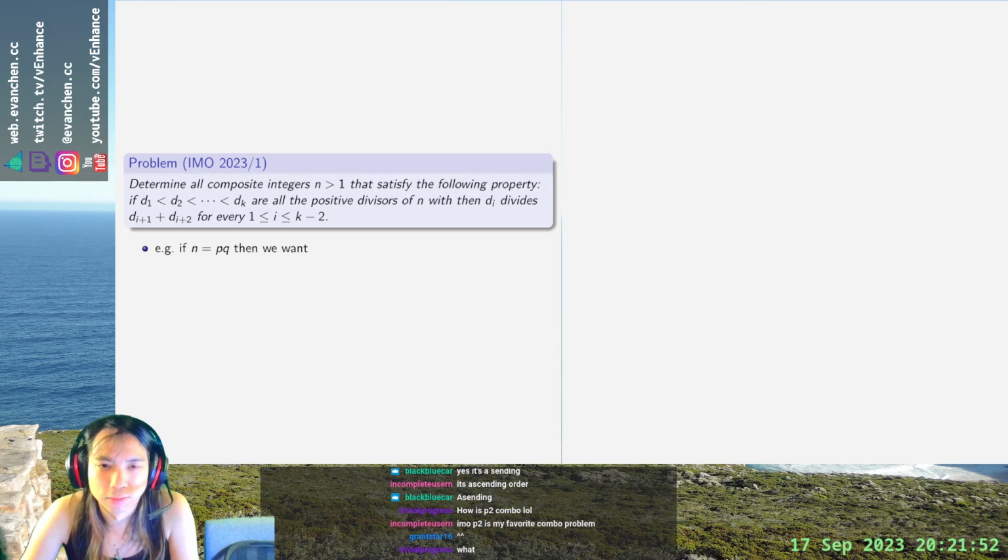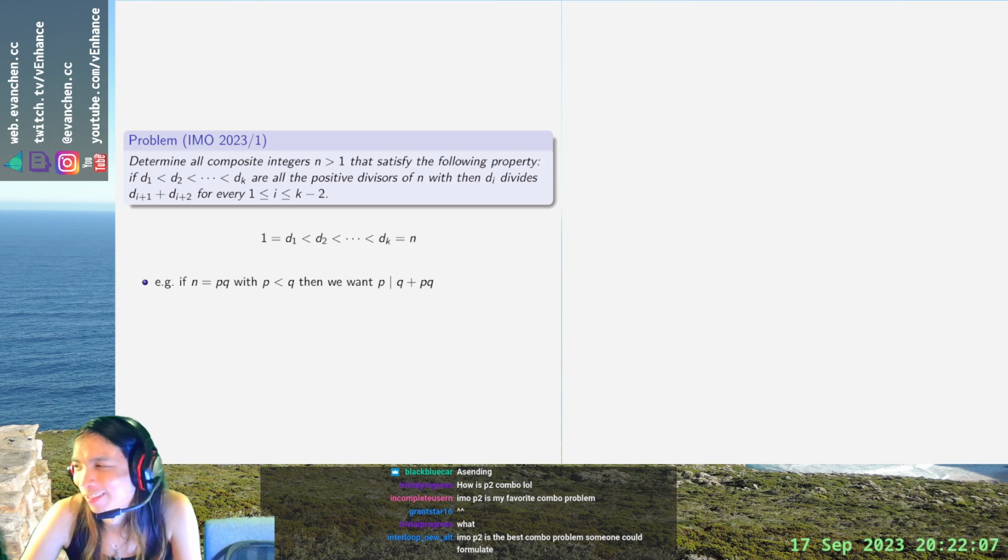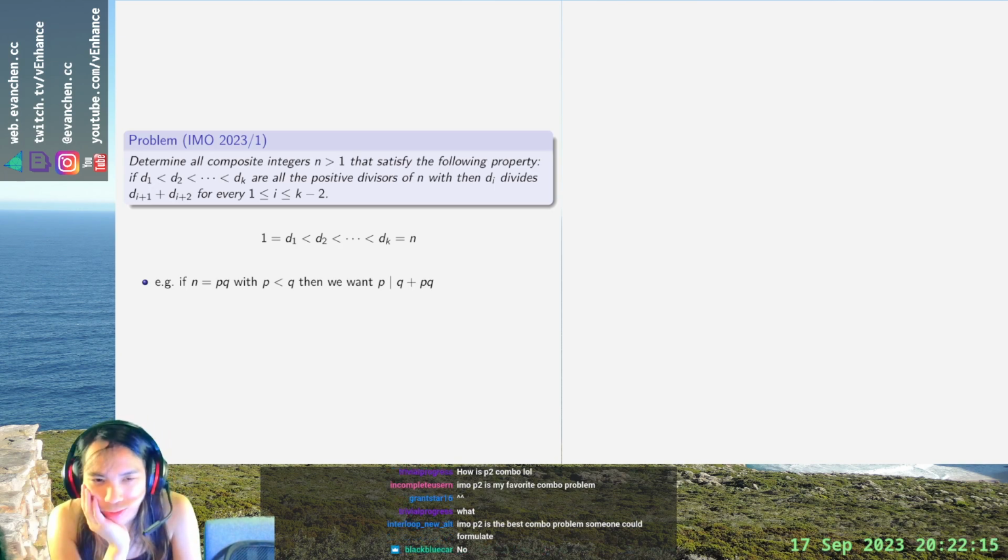But if n equals pq, then we want, say p less than q, p to divide q plus pq. That's the only constraint that we have, which doesn't happen, right? That's just not a thing. This is congruent to q mod p. That's not good. Okay.